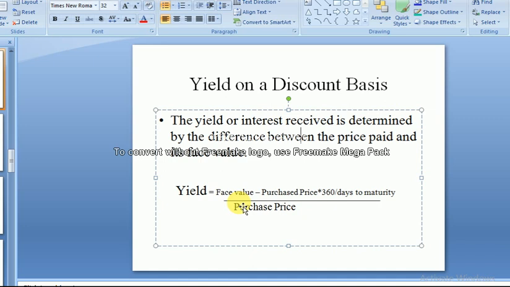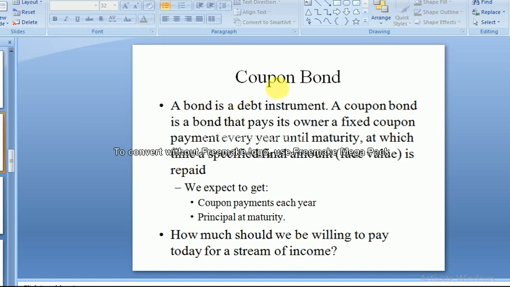So, dear students, hope you will understand the yield on discount concepts. Clear? Now we are moving towards our next concept, coupon bonds. What does it mean by coupon bond? What do you think?